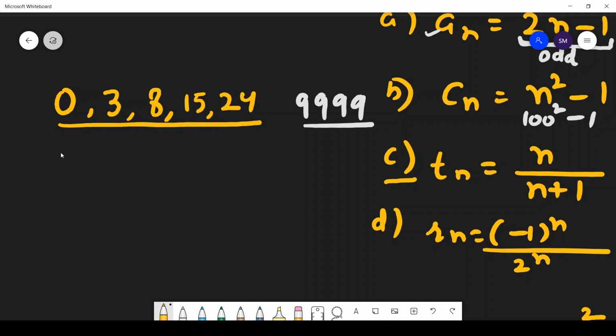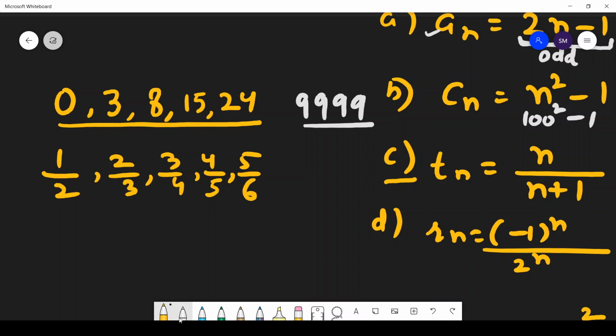Now next question. So what is the first term of this sequence? Put n equals 1. 1 by 2. Next 2 by 3. Next 3 by 4. Next 4 by 5, very good. 5 by 6. So these are the first 5 terms. Now what is the 100th term, students? 100 upon 101. Yes, absolutely, good.